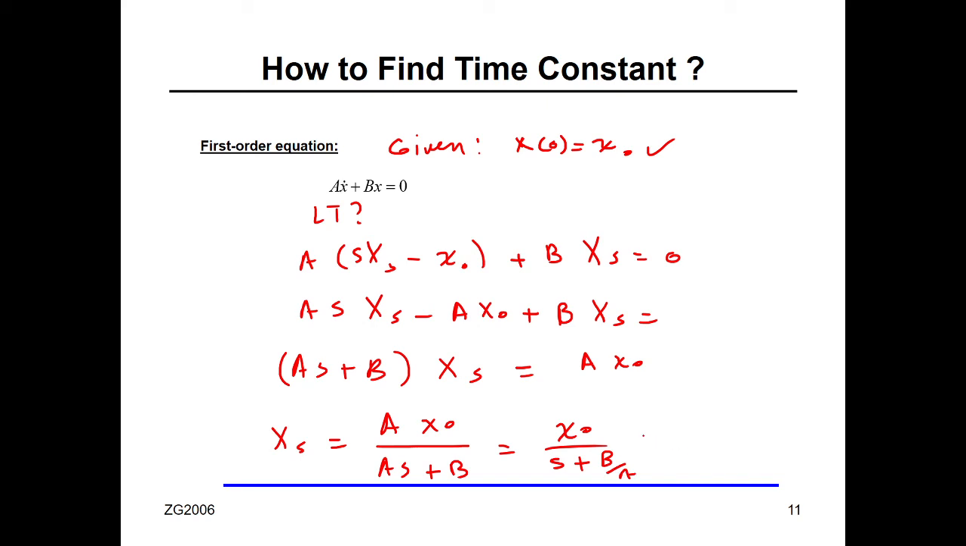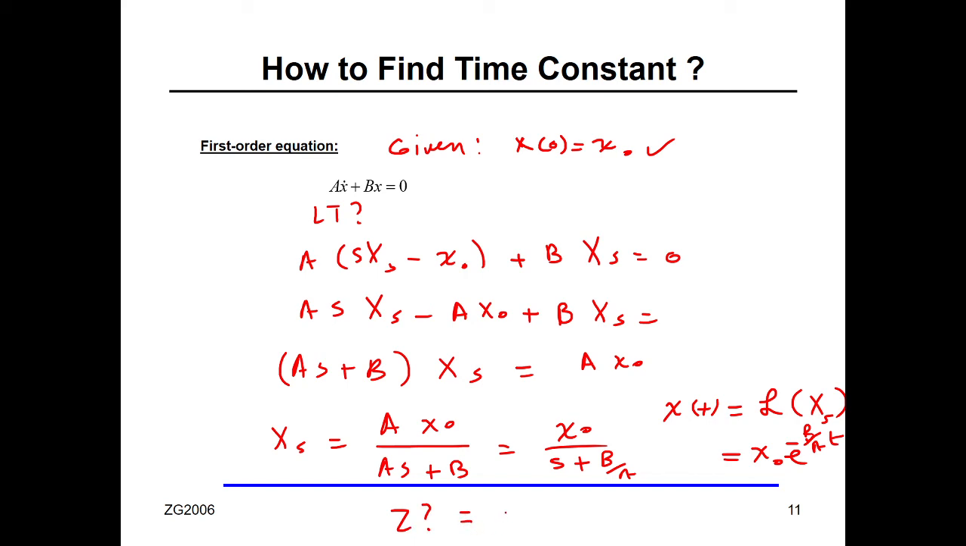So I go to the table now. What will be x of t, the solution, which is the inverse Laplace of X(s)? If you go to the table, it's going to be x naught e to the power minus b over a times t. So how much is tau?